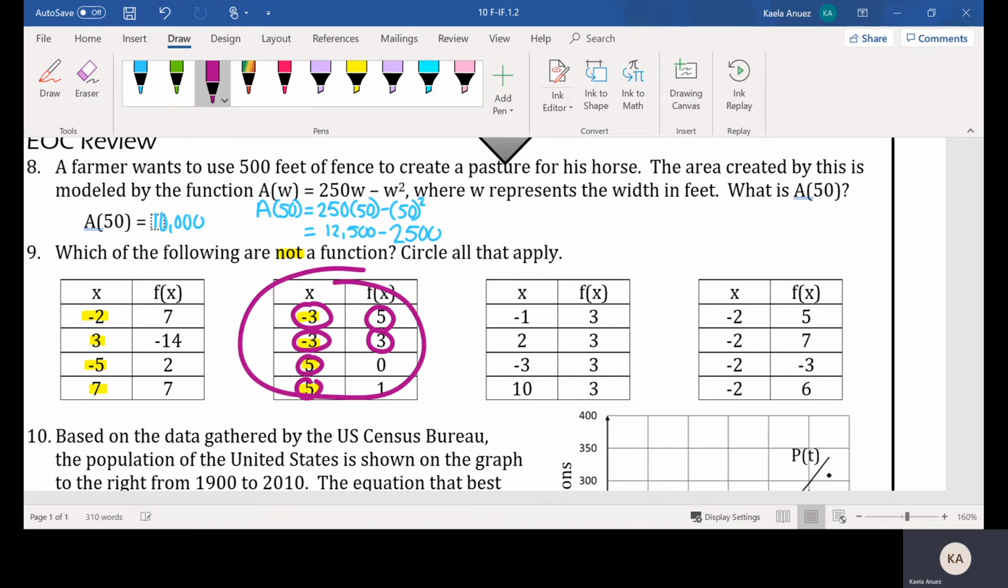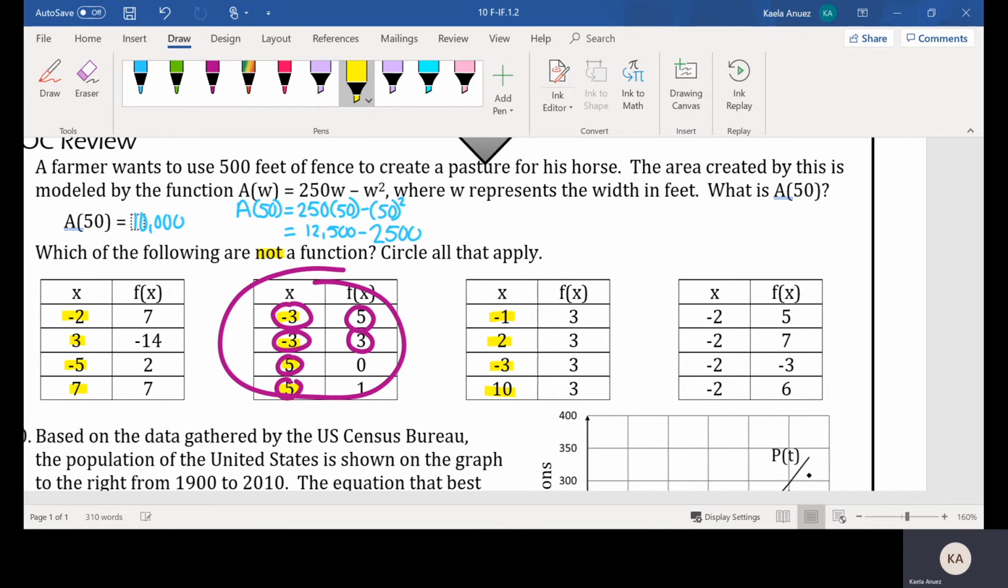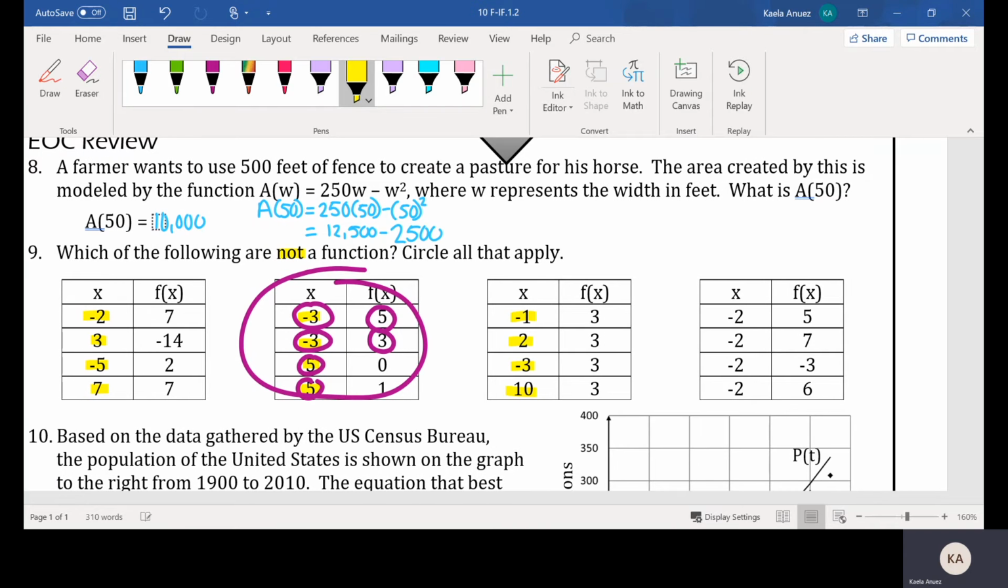Our next table, we have -1, 2, -3, and 10. They are all different x values. And then looking at our last table, we have -2, -2, -2, -2. Those are all the same x values, so that would not be a function.